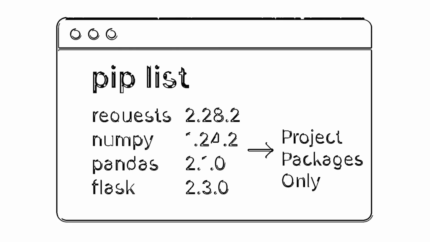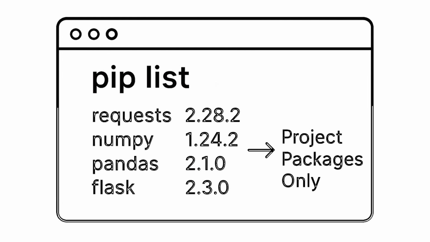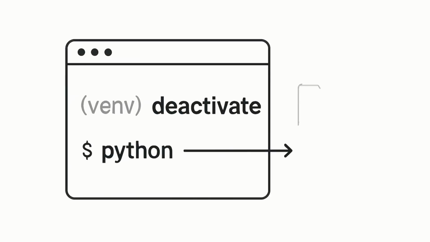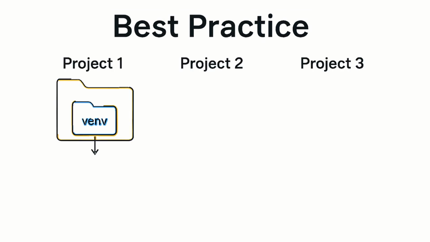Want to see what's inside? Run pip list. You'll see only the packages for this one project. Done for the day? Type deactivate to turn the environment off. Your system Python goes back to normal. If you ever want to completely remove an environment, just delete its folder.